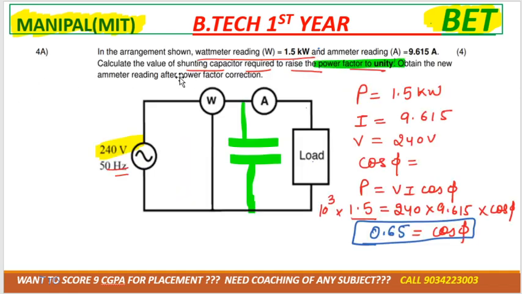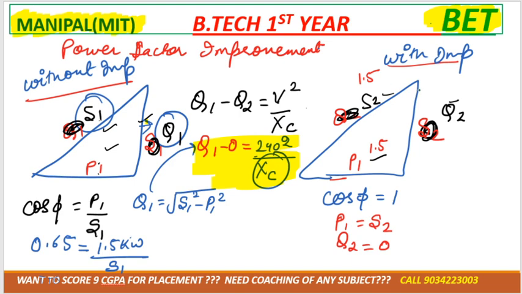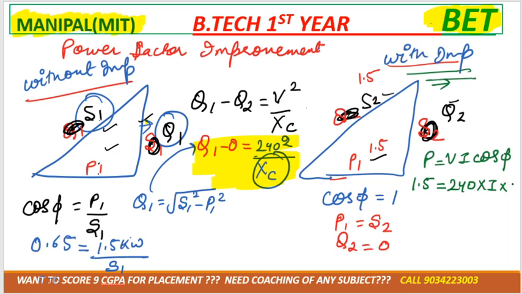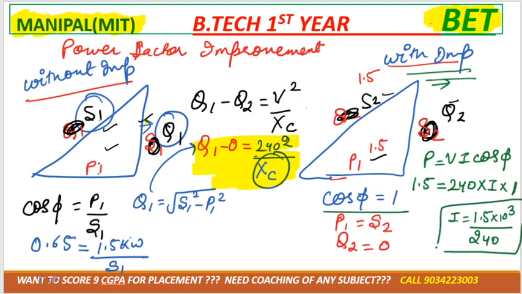Correct? Now they are asking, obtain the new ammeter reading after power factor correction. Means for this particular triangle they are asking the current. So we'll have the formula of P is equals to VI cos phi. Power is 1.5, voltage is 240, current we need to get. Cos phi after improvement is 1, right? Cos phi की value unity है, 1 है. So I is how much? 1.5 into 10 raised to power 3, because it is measured in kilowatt. Kilowatt में दिया हुआ है वो, divided by 240. After solving it we'll get the value for current.